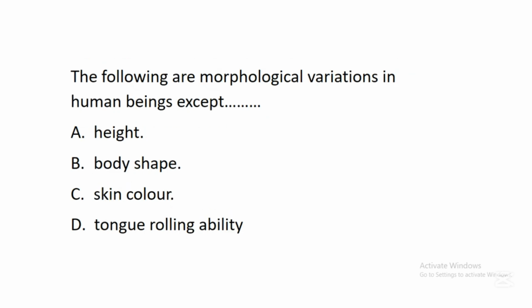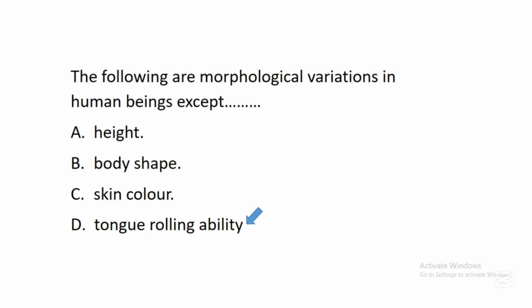The next question says, the following are morphological variations in human beings except dash. A. Height. B. Body shape. C. Skin color. D. Tongue rolling ability. In this question, the correct answer is D.